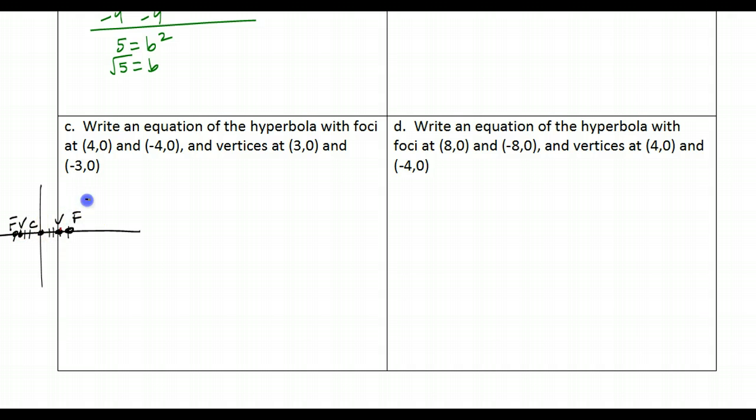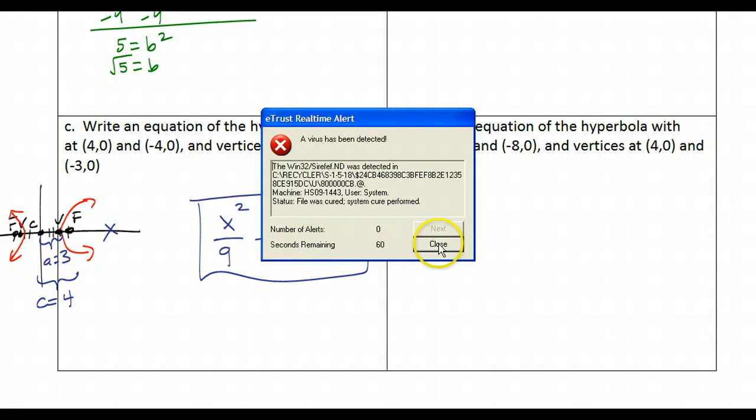All right, so first of all, I see that this time the graph is opening like that. So because it's opening this way, and my vertex is on the x-axis, for my final equation this time, x squared is going to be the positive one, or the one that comes first. And also, the a value, or the distance from the center to the vertex, is 3 units, and 3 squared is 9. And it turns out that the distance from the center to the focus is 4 units, so c is 4. And the reason I care is that information will help me find b to fill in under the y squared, and then I will be done.